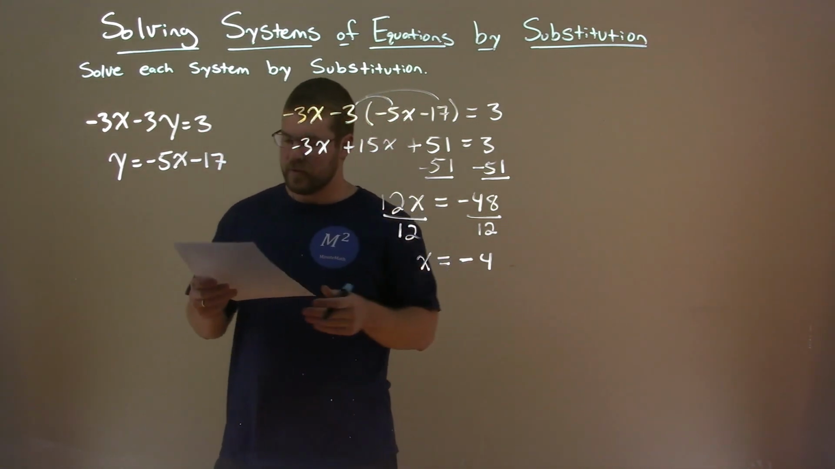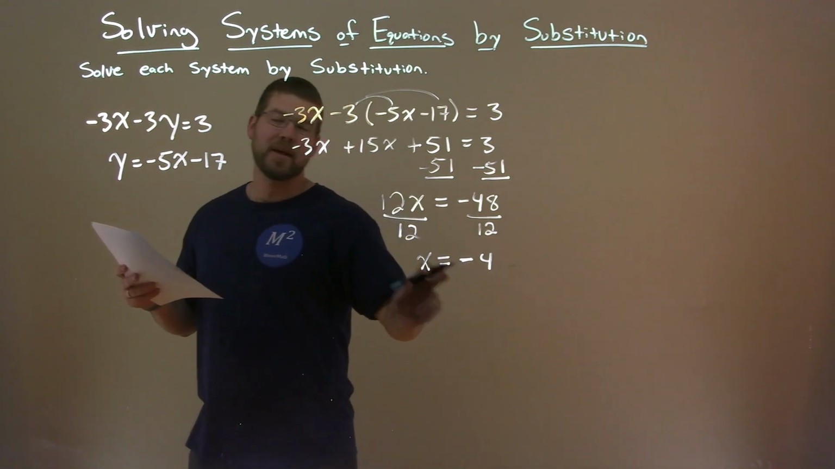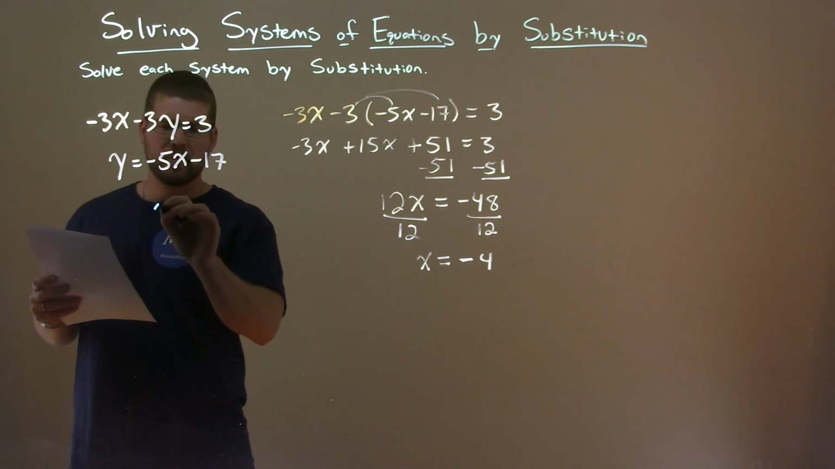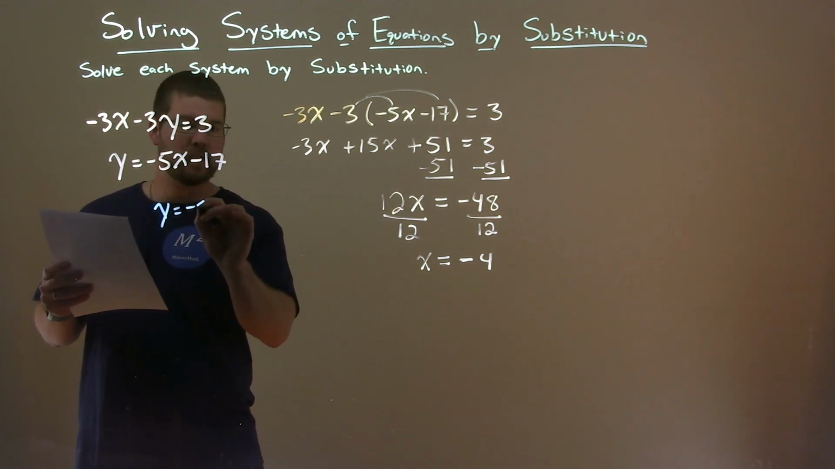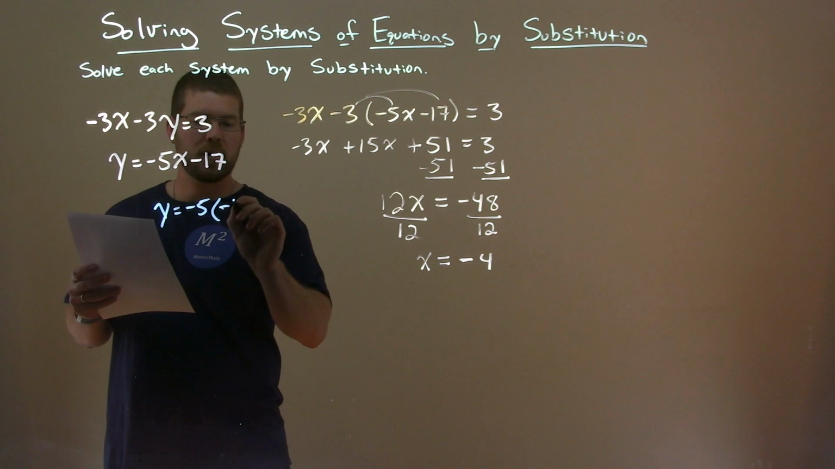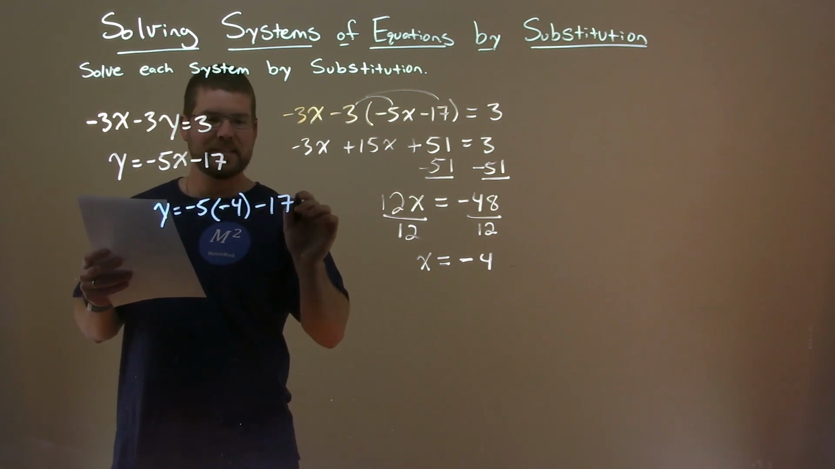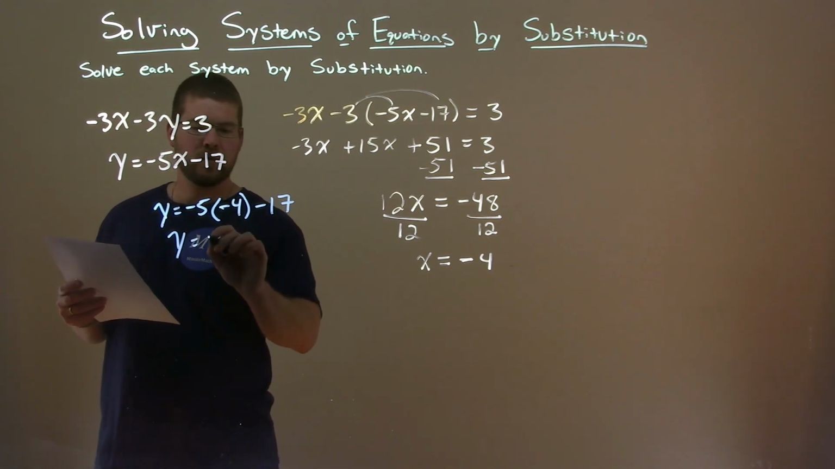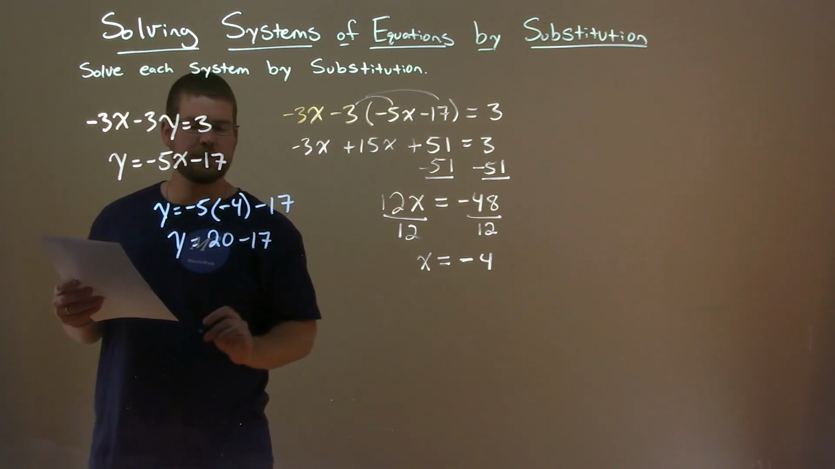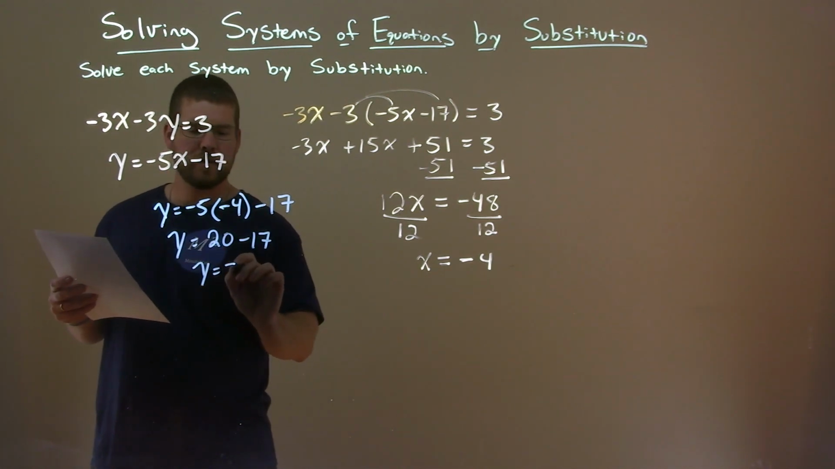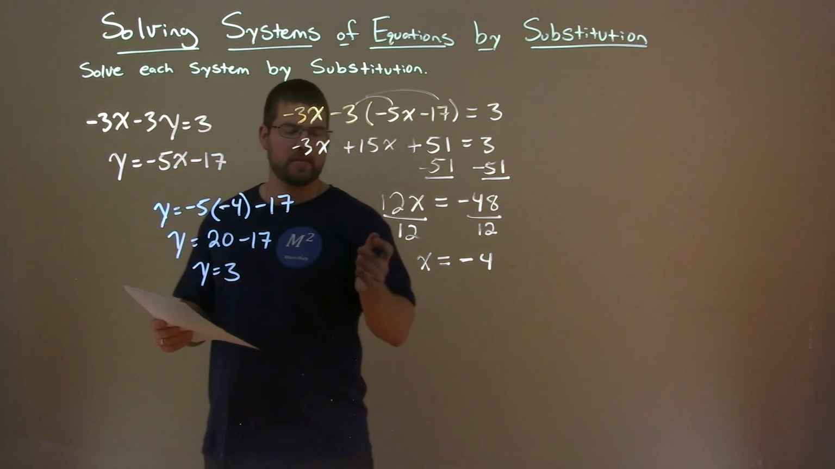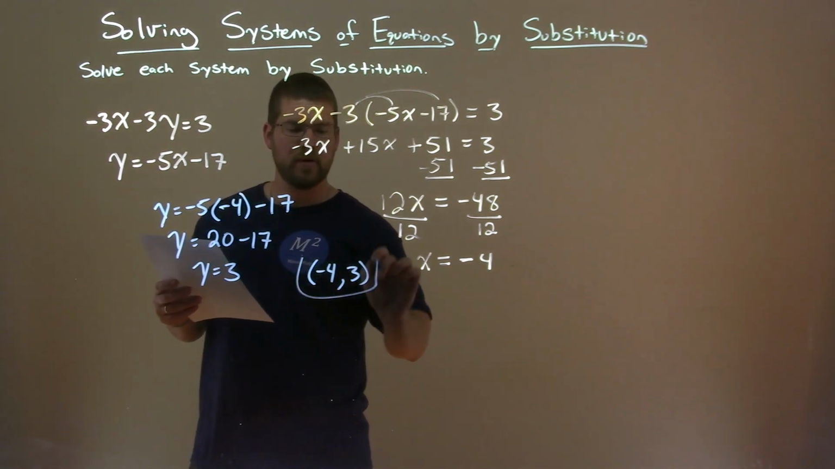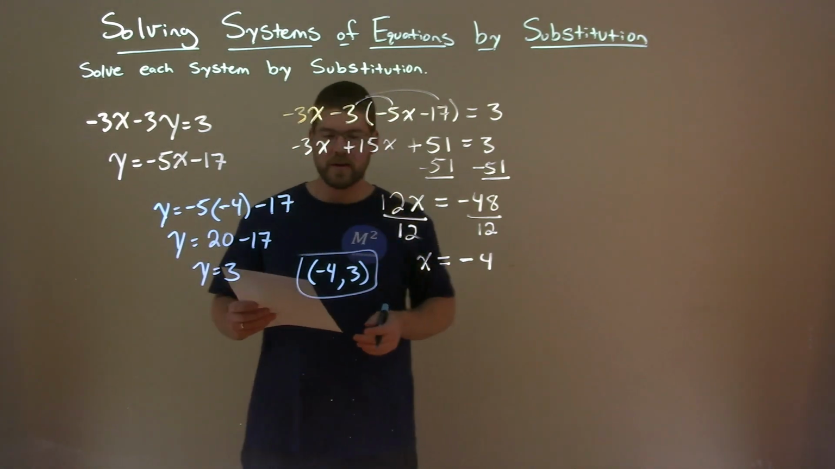So we have x equals negative 4, and we're going to take that information and plug it into the second equation because it looks easier. We can pick either one, but let's choose the second. So we have y equals negative 5 times x, negative 4 here, minus 17. Well, y equals negative 5 times negative 4 is a positive 20, minus 17. 20 minus 17 is 3. So now we have our x and y value. We can write that as a coordinate point, (-4, 3), and there is our final answer, (-4, 3).